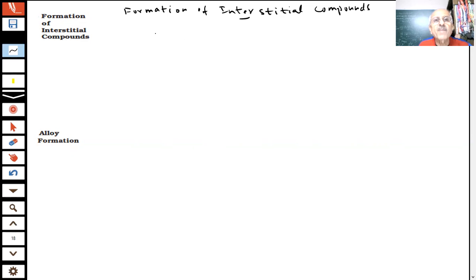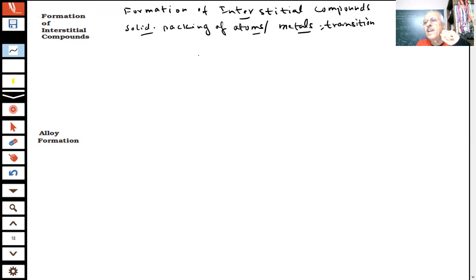These atoms are packed usually in the solid. There is a packing of atoms of these metals. Which ones? Transition metals. And when packing of these atoms takes place, we say that they are spherical, not perfect in shape, but distorted spherical. Student, what will be the result of that? After packing, what will happen?